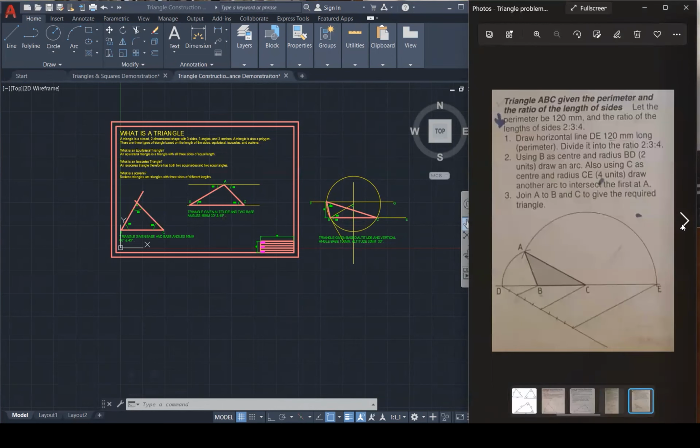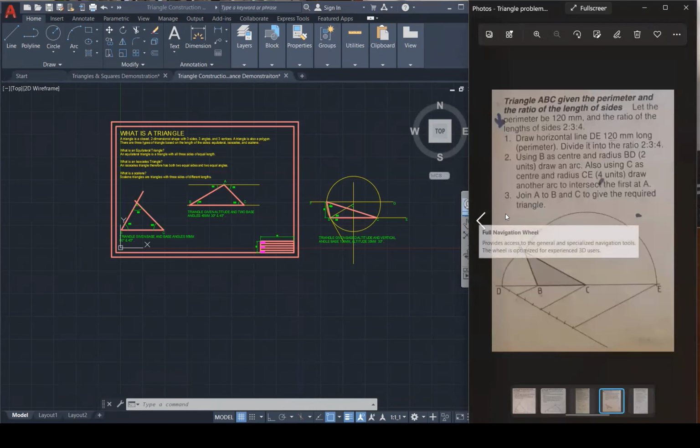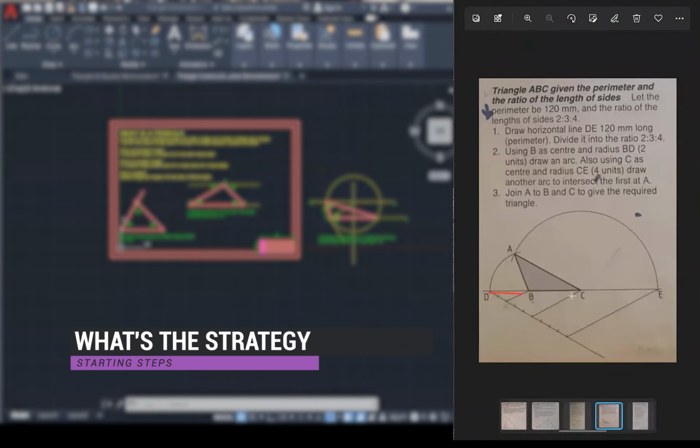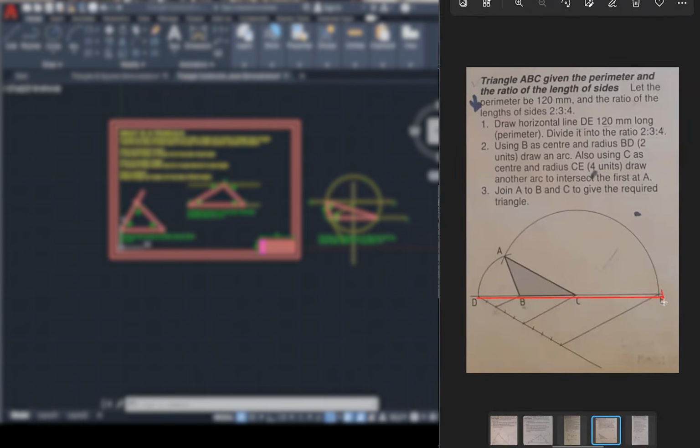Let's look for this other one. So this other one, let's have a look here. This is triangle ABC, given the perimeter and the ratio of the length of sides. Let the perimeter be 120 mil and the ratio of the length of the sides 2, 3, 4. Okay, so let's look at the strategy. Draw a line DE 120 mil long. So this is 120 mil to there.